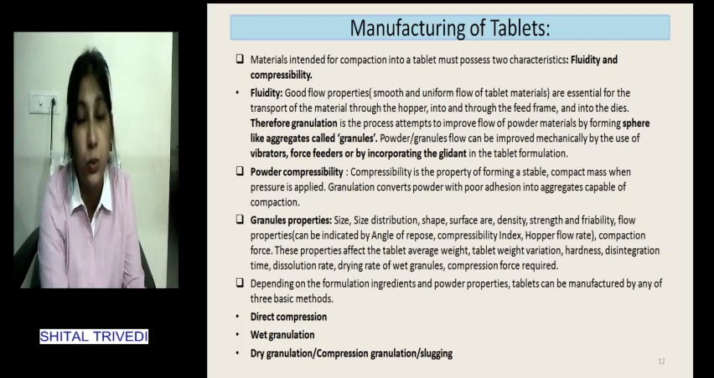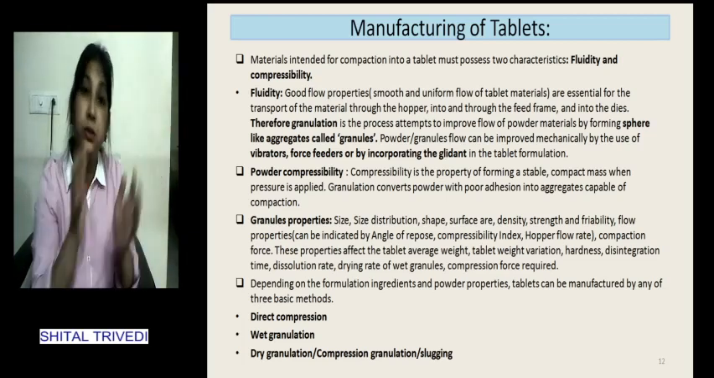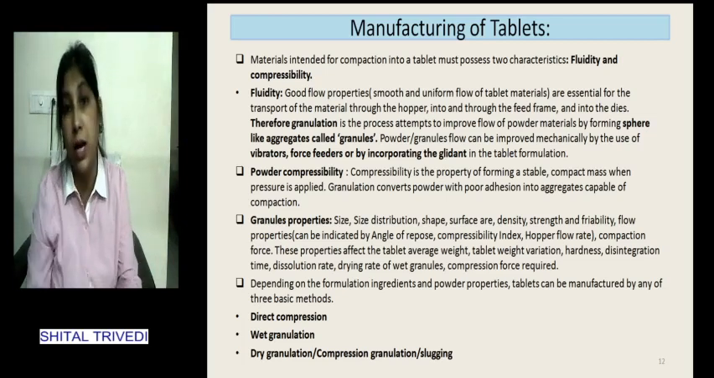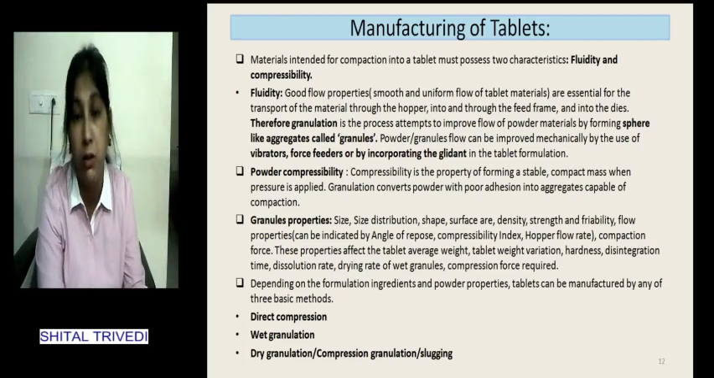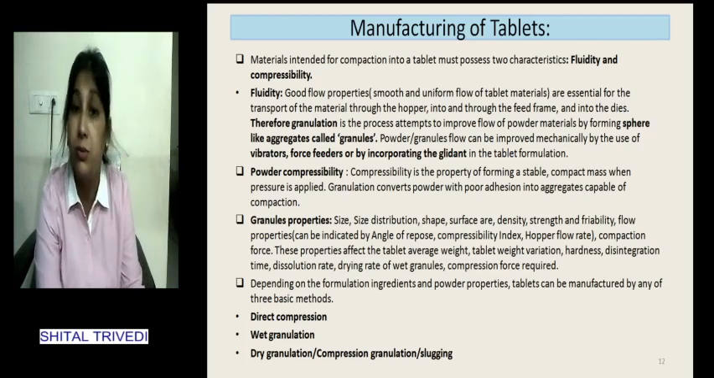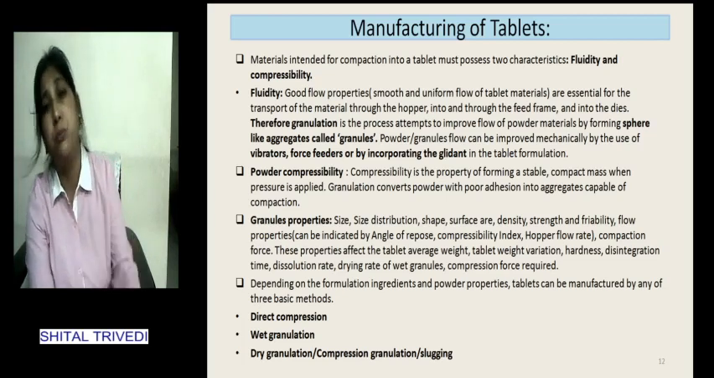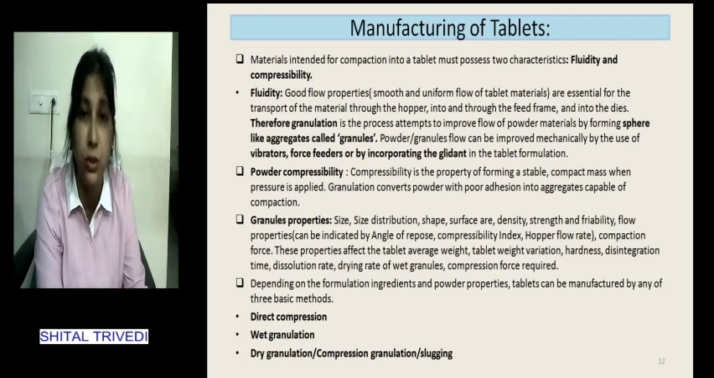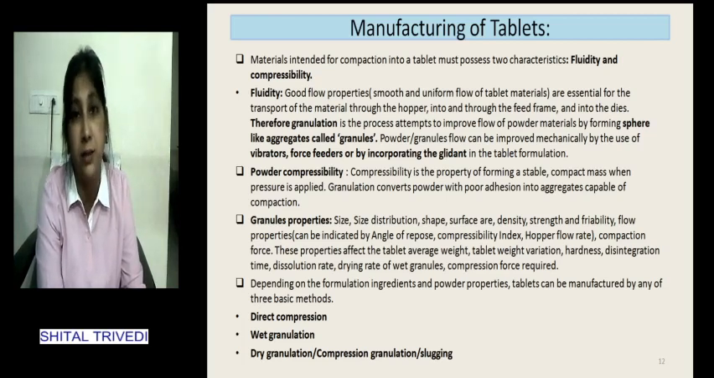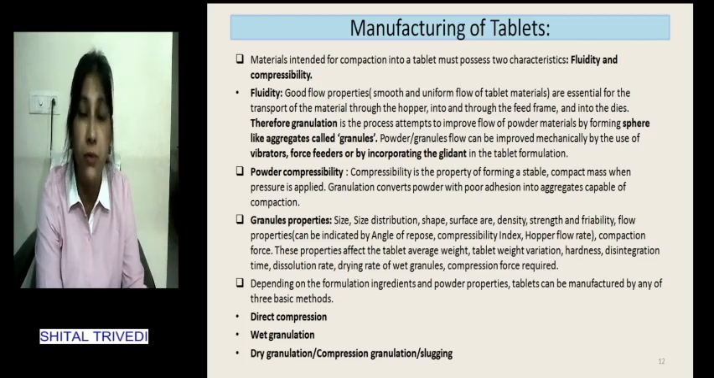Fluidity is the smooth and uniform flow of the powder blend that is required for the easy transportation of the material from the hopper to the feed frame into the dies, so that the resultant tablet would be uniform in weight without out-of-limit weight variation. If the glidants and lubricants present in the formulation blend are not sufficient to achieve the desired flow property, then the next step is to modify the particle size, shape and size distribution, because these properties of the particle highly affect the flow property of the final blend.